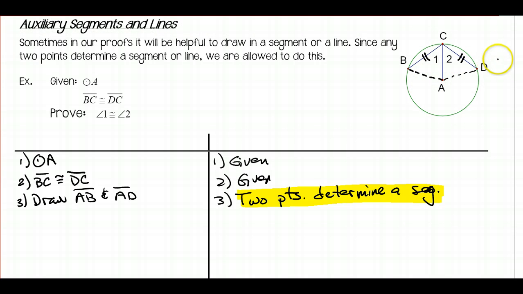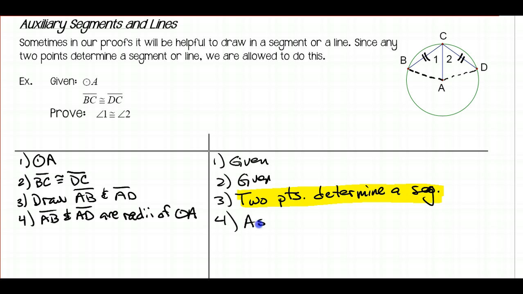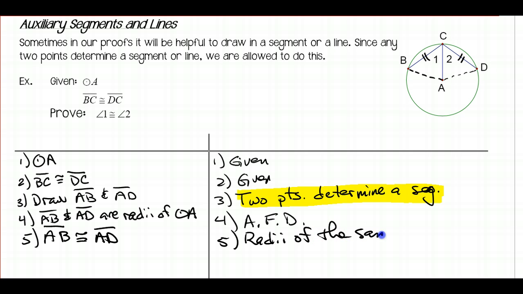Alright, so now I know that AB and AD are radii, so I'm going to say AB and AD are radii of circle A. Make sure you specify what circle they're the radii of so that we know they're radii of the same circle. And this is assumed from diagram. And now that I know that they're radii of the same circle, I know that they're congruent. So AB is congruent to AD. Radii of the same circle are congruent.